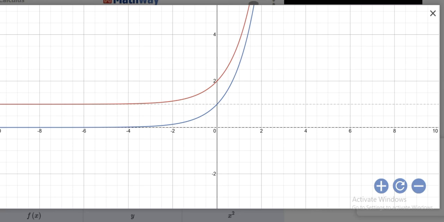For the standard form, the asymptote is y equals 0. Here the asymptote will be y equals 1. So the red one will be the graph of this function, which is f of x equals 1 plus e to the power of x. That's question A.